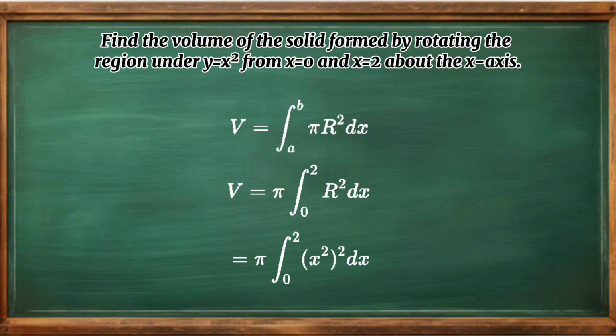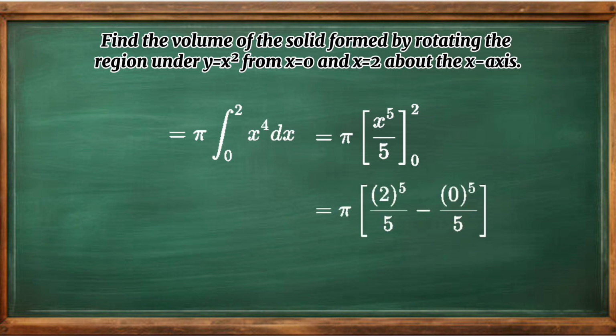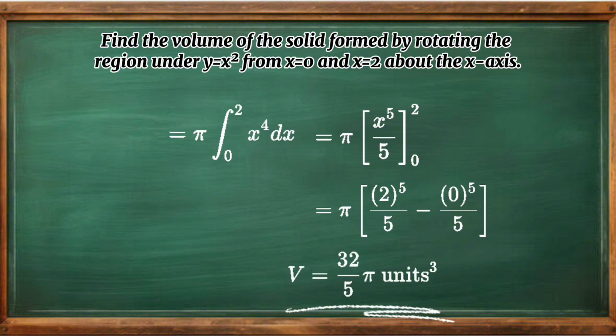Then, we simplify our equation. We have pi integral from 0 to 2 of x raised to 4 dx. Now, we integrate our equation. We have pi times x raised to 5 over 5 from 0 to 2. Now, we evaluate our equation. Therefore, our final answer is 32 pi over 5 cubic units.